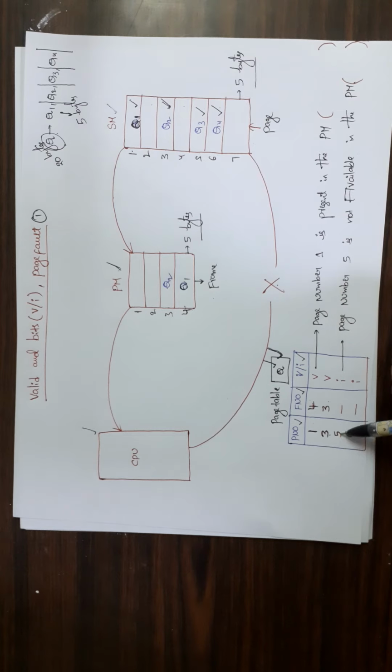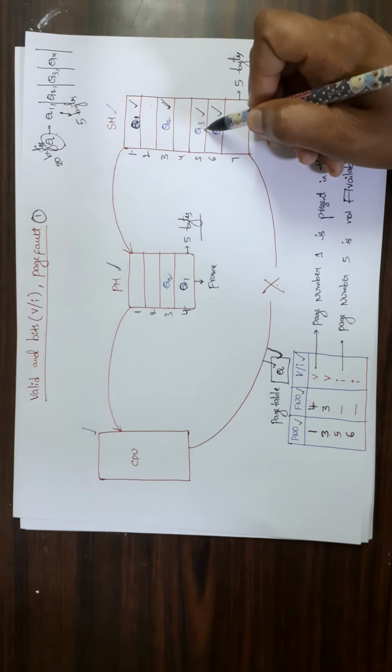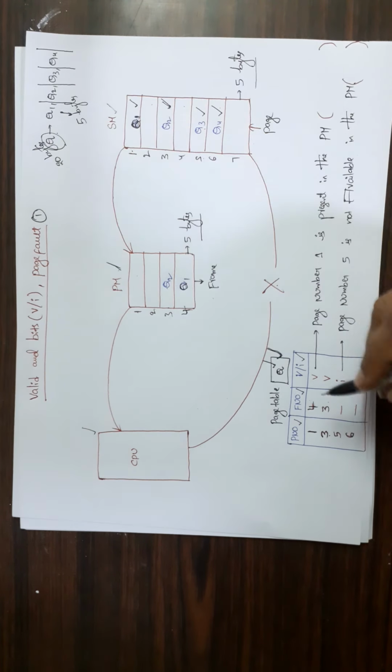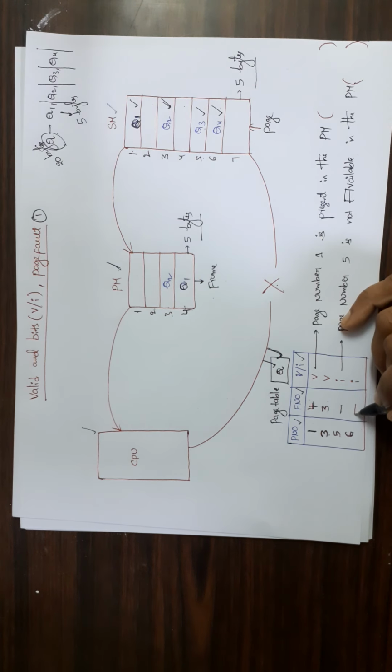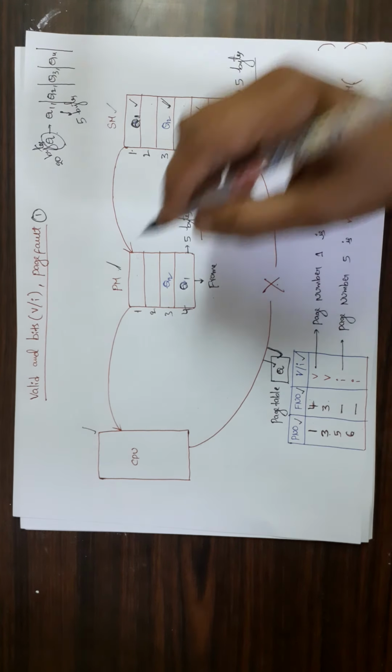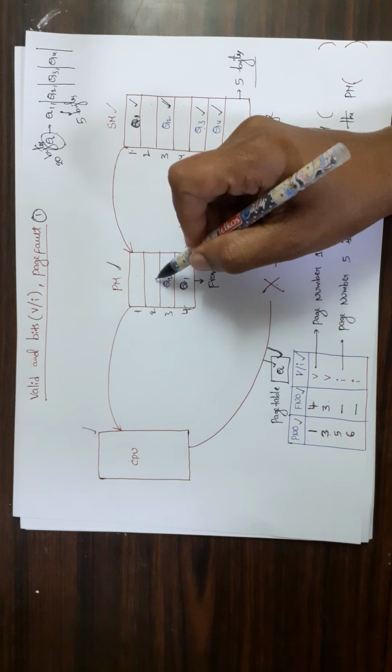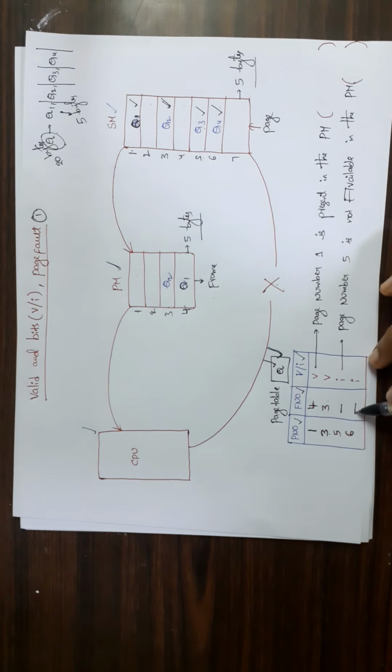If you observe, page number 5 means Q3. Q3 is not available in the primary memory, so I have given a dash here. So now page number 6. Page number 6 means Q4. Q4 is also not available in the primary memory, so I have not written anything in the frame number column.